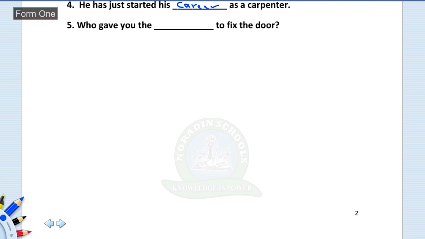The fifth one is who gave you the dash to fix the door. Well, here, the right answer is command. Who gave you the command?